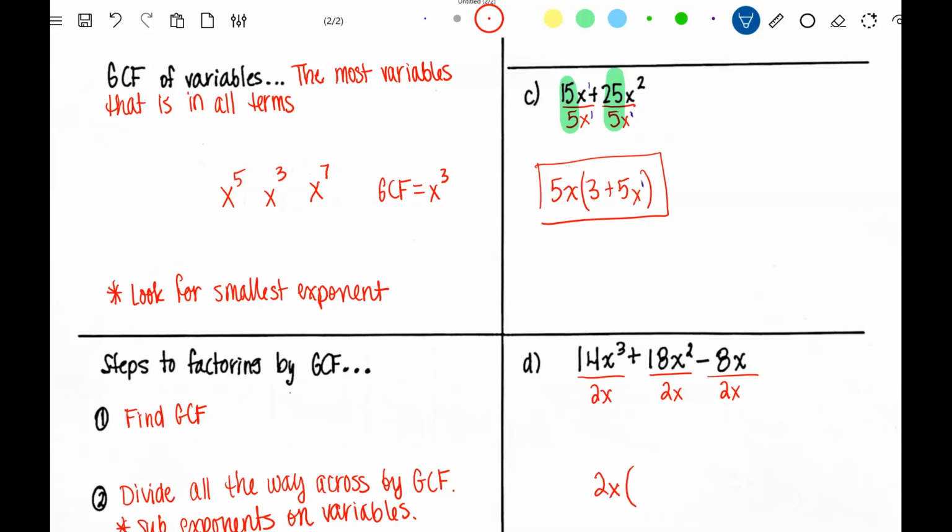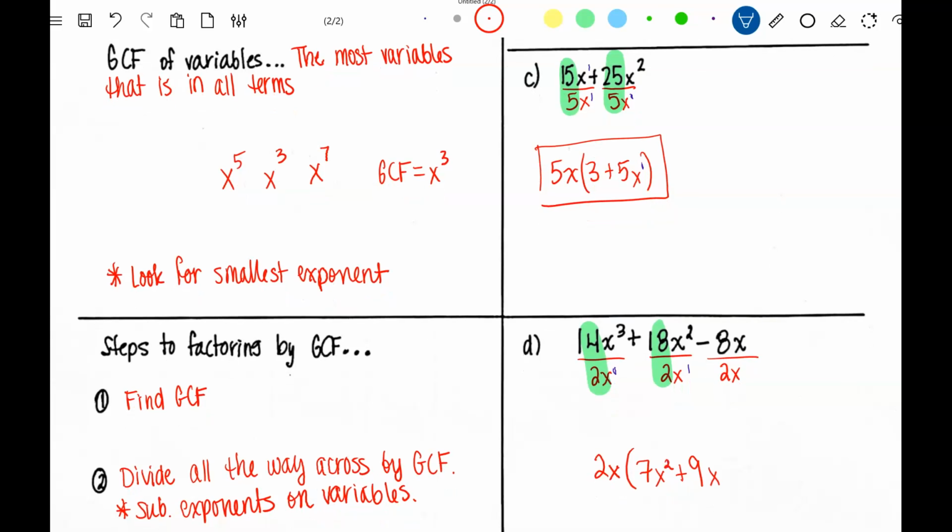Divide left to right to find out what is left in the parentheses. 14 divided by 2 is 7. Dividing those x's means I subtract the exponents. 3 minus 1 is 1. Next term, 18 divided by 2 is 9. 2 minus 1 leaves me an x down here. Oh, sorry. On this first one, 3 minus 1 is 2, so that's a 7x squared. And then the last term, negative 8 divided by 2 is negative 4, and 1 minus 1 leaves me no x's on that last bit.